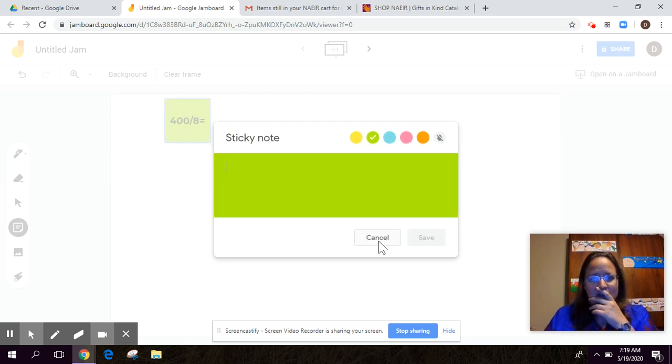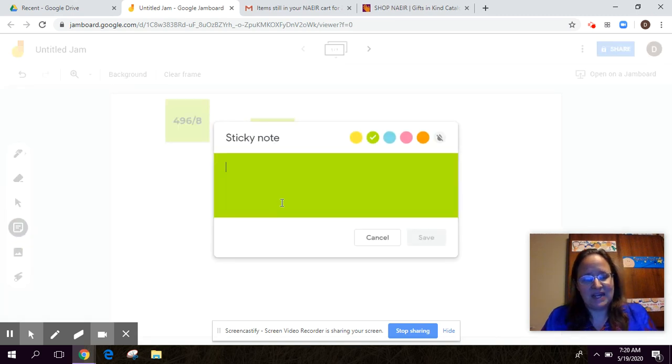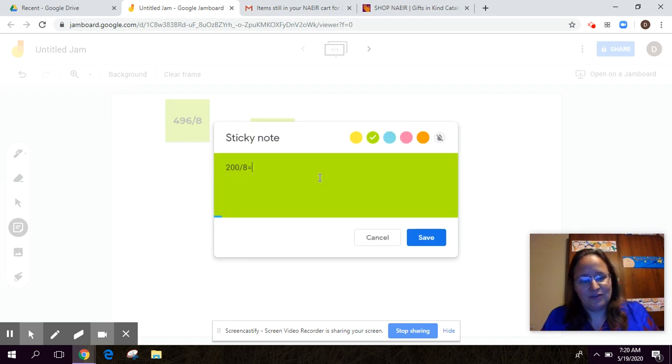What do you think 400 divided by 8 is? Well, actually, maybe that one is too tricky. Let's do 200 divided by 8. Can you do 200 divided by 8? I know that 200 divided by 8 is 25 because there are 8 quarters in $2. So I'm going to say 200 divided by 8 is 25.